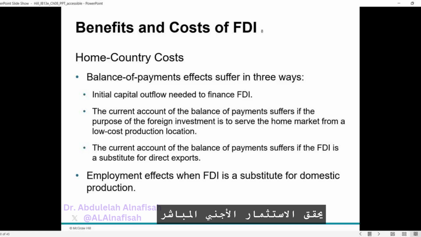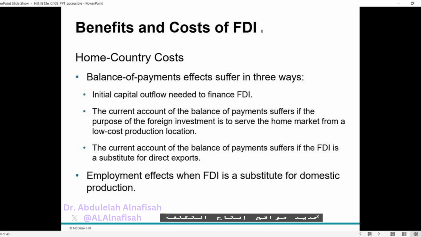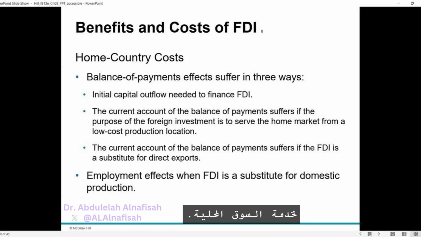Foreign direct investment, FDI, brings both benefits and costs to the home country. The primary concerns revolve around the balance of payments and employment effects of outward FDI. The home country may face challenges in its balance of payments due to initial capital outflows for FDI, potential substitution of direct exports, and the use of low-cost production locations to serve the home market. Moreover, if FDI replaces domestic production, it can lead to reduced employment in the home country. This issue becomes especially critical if the home country is grappling with high unemployment rates, sparking worries about the export of jobs overseas and the potential negative impacts on the domestic workforce.